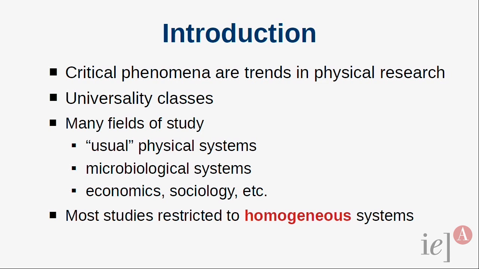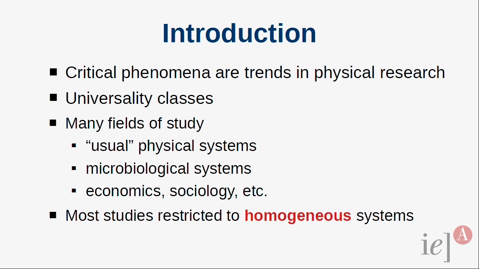And the interesting thing about those critical phenomena is that they can be grouped in universality classes. So many different phenomena can be described by the same physics, even while not being the same kind of system. So you can group them. They are all described by the same equations, the same physics, even in very different physical systems.